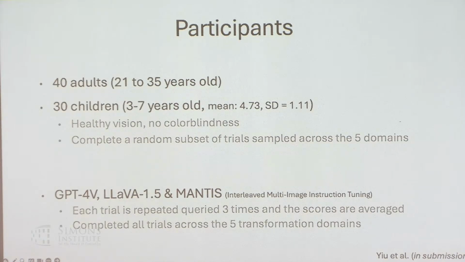These are our participants in this study. We have 40 adults and 30 children aged between 3 to 7 years old, and they complete a random subset of the benchmark. Adults get extra money and children get stickers for getting correct answers, but they don't get the feedback until the very end, so we're not teaching them visual and logical reasoning in the process. Then we have GPT-4V, LLaVA 1.5, and Mantis, which is an interleaved multi-image instruction tuning model, doing the same task. Each query is repeated 3 times, and we average the performance across.